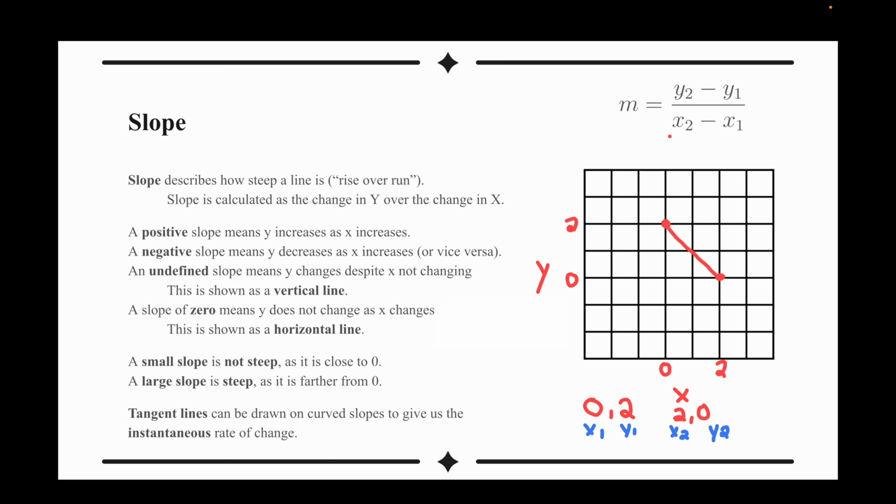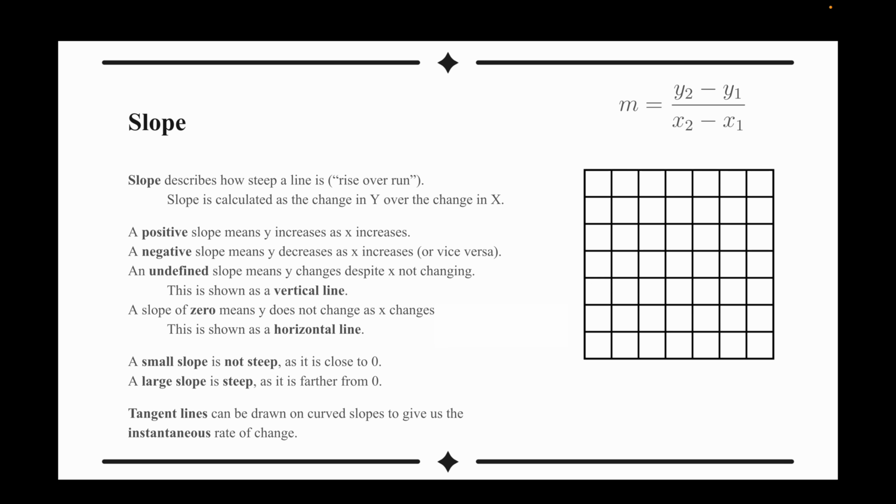Putting this in our equation here, we get 0 minus 2 over 2 minus 0. Simplifying this, we get negative 2 over 2, which simplifies to negative 1. So here our slope equals negative 1. Again, intuitively this makes sense. Every time we go to the right in the positive direction on the x-axis, we're actually going in the negative direction 1 square on the y-axis. So this slope is negative 1.